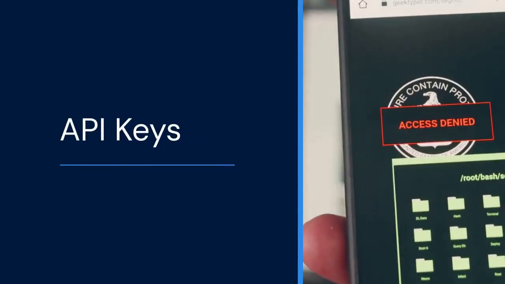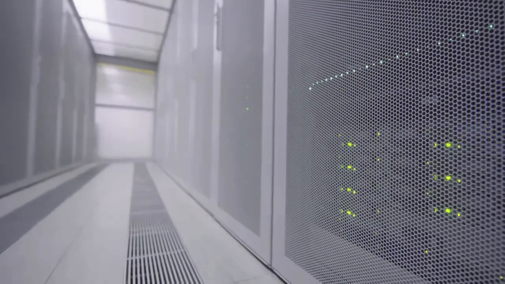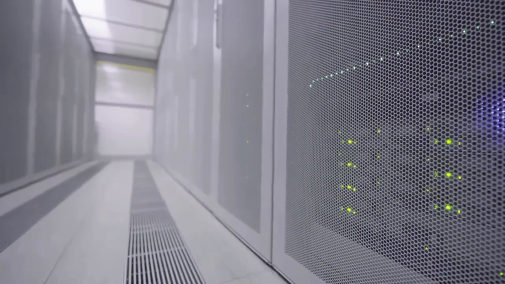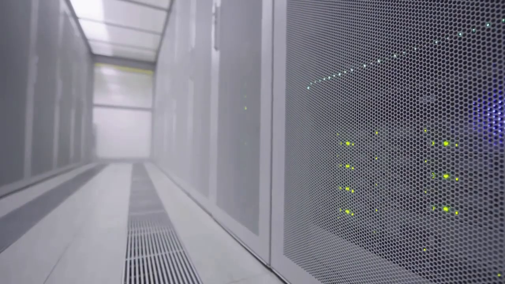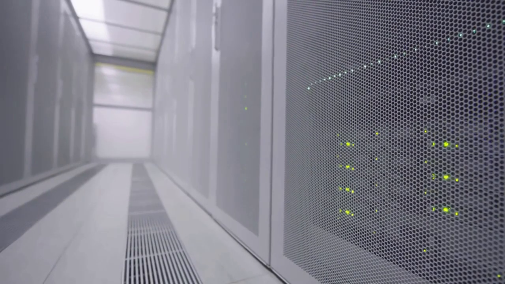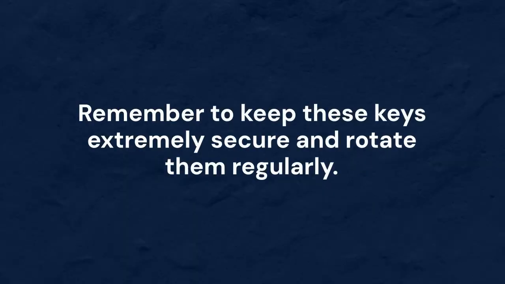For machine-to-machine communication, API keys can be a simple and effective authentication method. Services exchange pre-shared secret keys. The server then validates this key upon connection to ensure only trusted services are connecting. Remember to keep these keys extremely secure and rotate them regularly.